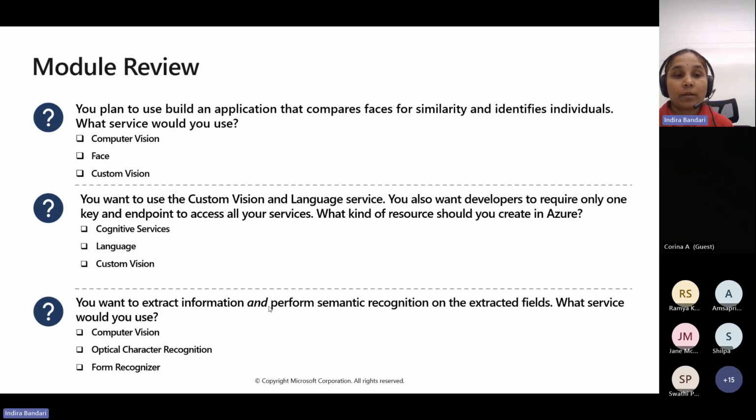Okay. Next question is, you want to extract information and perform semantic recognition on the extracted fields. What service would you use? Yeah, I think it's yeah. Can you answer, Shilpa? You have answered. What about the others? Can others answer? I just want to see what the answers are. What answers are you going to give?